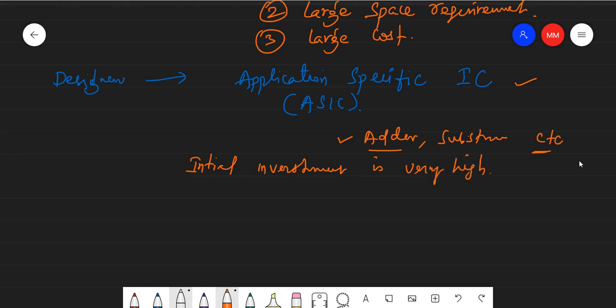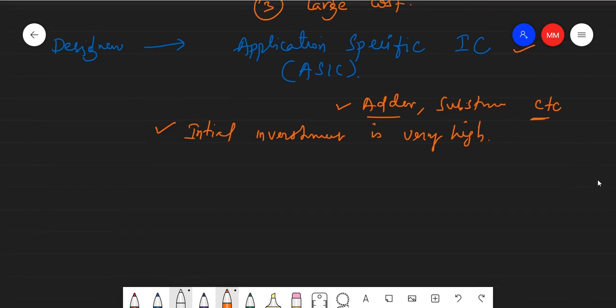So it is for low productions, low number of productions. For low-volume designs, ASICs are not recommendable because they involve a very high cost, right? When the production is long term or the number of products produced is large, then it will be useful. Okay, we will see PLDs next.